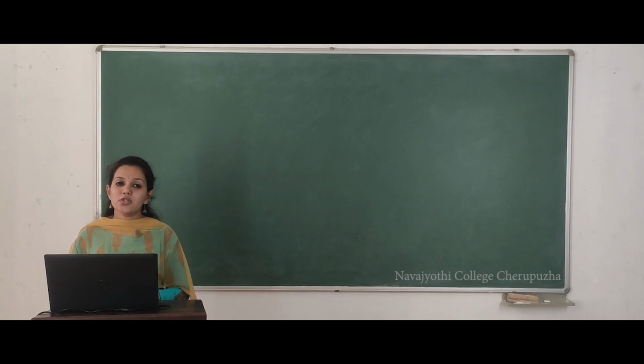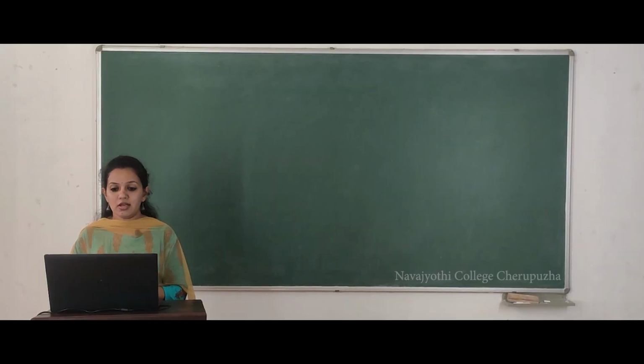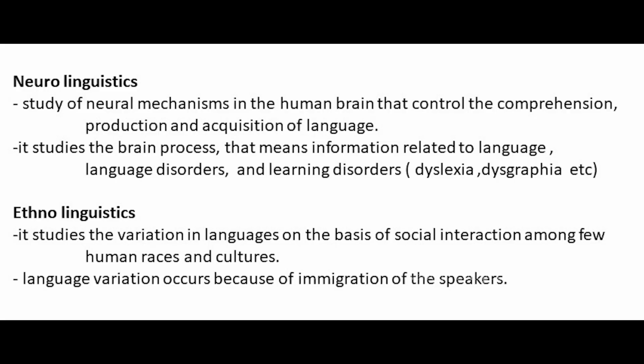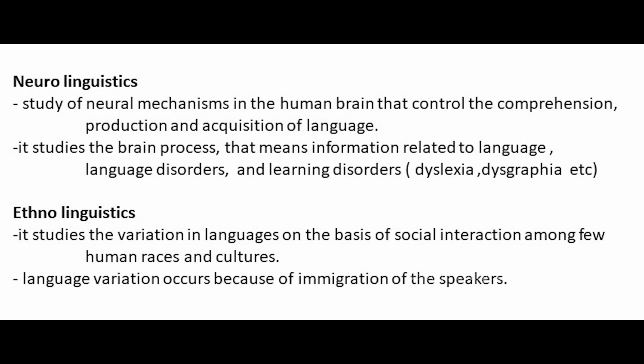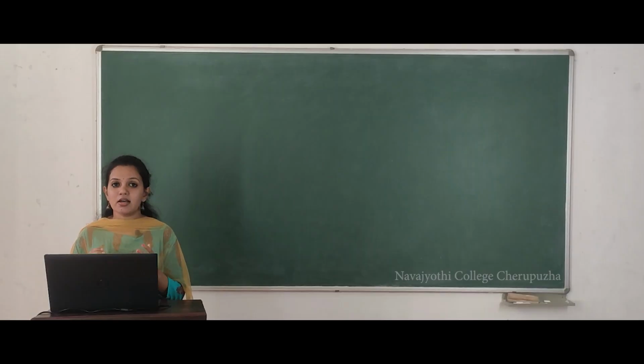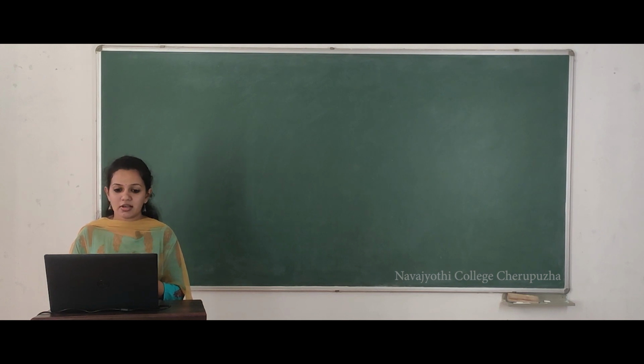The next one is neuro linguistics. Neuro linguistics is the study of the neural mechanisms in the human brain that control the comprehension, production and acquisition of language. So it studies the brain processes, that means information related to language, language disorders and learning disorders. Learning disorders like dyslexia, dysgraphia and so on. Dyslexia means learning difficulty in reading, and dysgraphia means learning difficulty in writing.